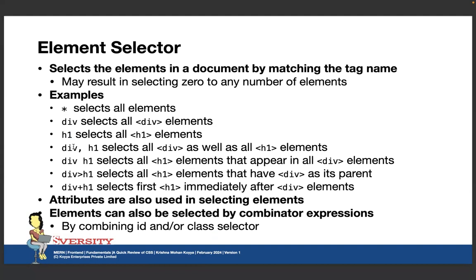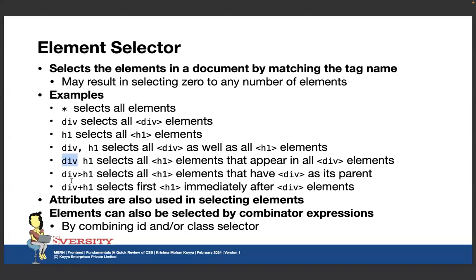You can also give other expressions. Here it is comma. Observe that here it is comma, whereas in this case, the div and H1 are separated by a space. What it infers is that this selector will select all H1 elements that appear as part of div elements. If there is an H1 element that is not part of a div element, that will not be selected. Only H1 elements that are part of div elements are selected when you use space.